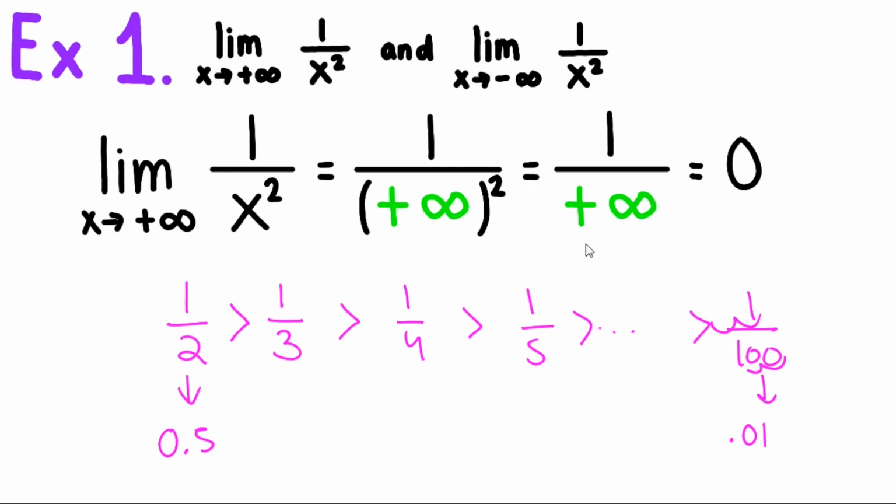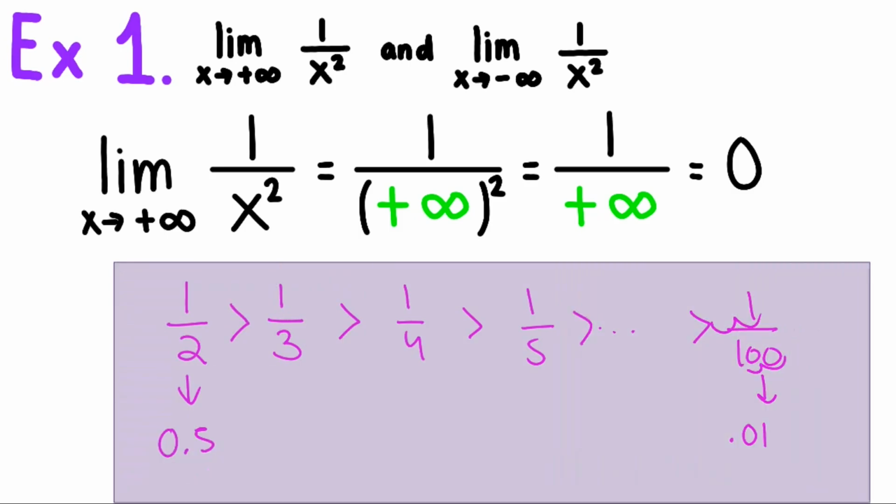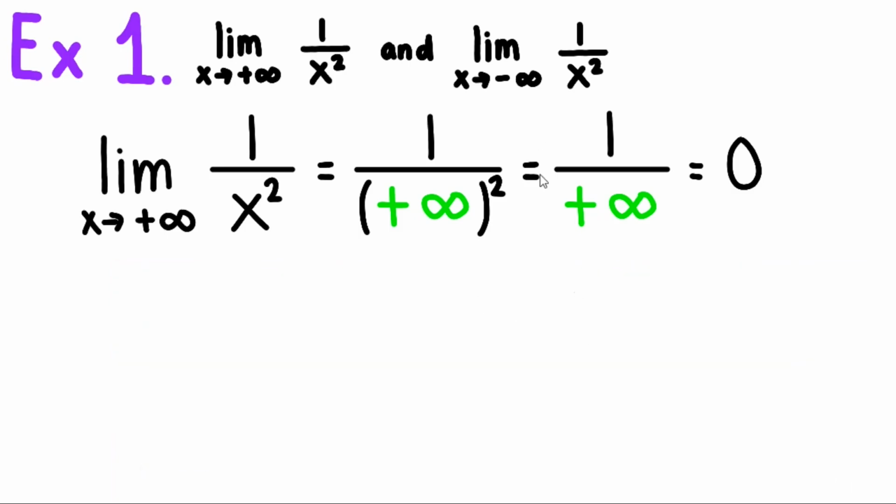Essentially, if we keep on increasing the denominator, the whole value of this fraction constantly decreases until it approaches 0. So the answer for the first item again is 0.